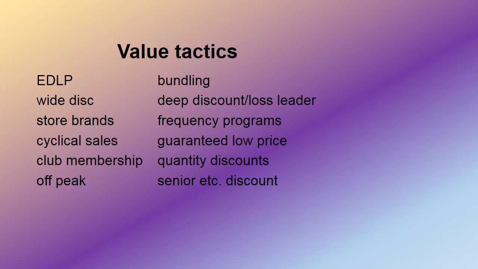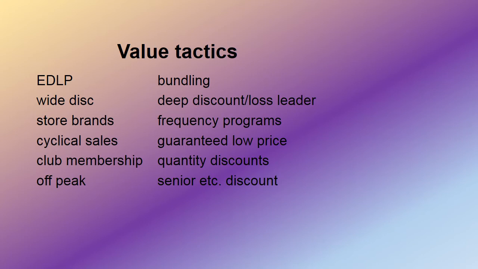You might try some sort of wide discounting strategy where you have a number of different products that are discounted over time in different areas. Or you might try a deep discount loss leader strategy where you try to build traffic to your product categories with a deep discount on just a few products. Another value tactic might be to create something called a store brand, which we talked about before, which is a lower priced product that is still high quality, but creates more value potentially for customers.